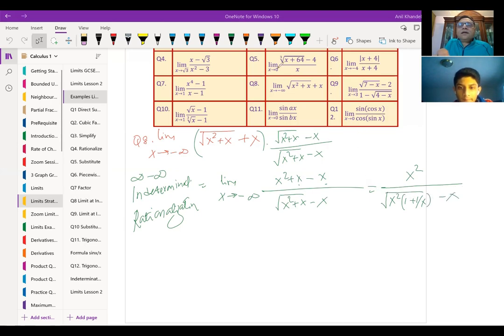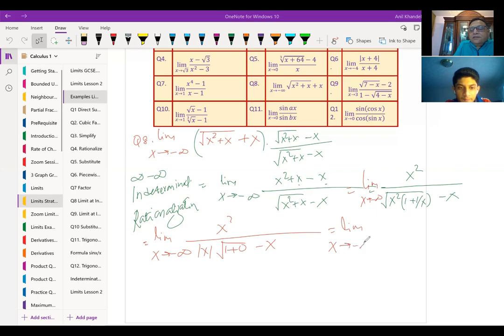In fact, I should write the limit here as we go, x approaches minus infinity. So let's rewrite. We have the limit as x approaches minus infinity. It's a very important question from the test point of view. It looks very complicated. Here we have the absolute value of x, and within the square root, we have 1 plus 0, because 1 plus 1 over x is 0. So we have the limit as x approaches minus infinity of x squared over the absolute value of x, minus x.